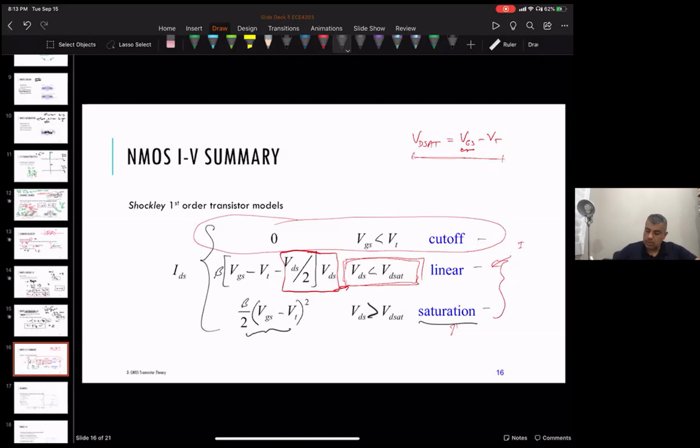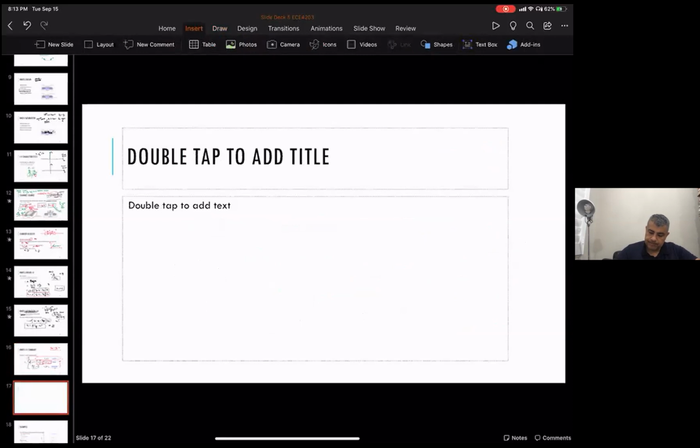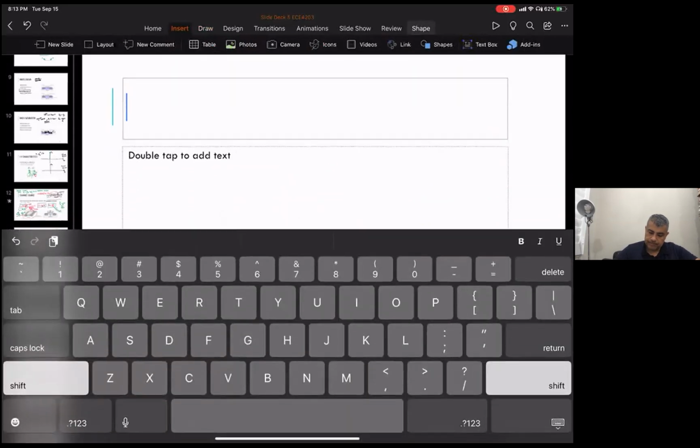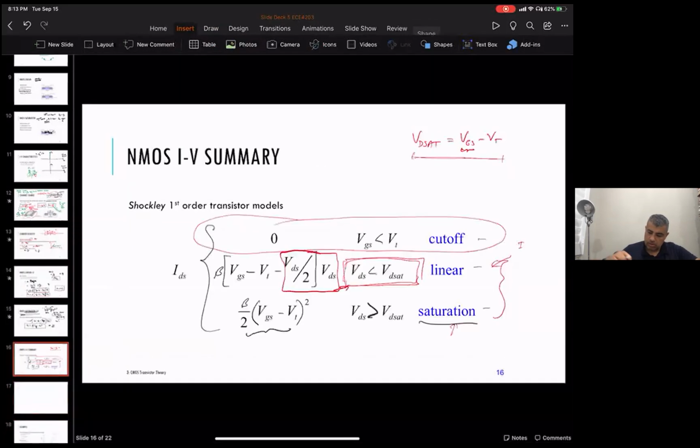So what does that look like? Let's try to do a plot. Actually, let me try to do it here.